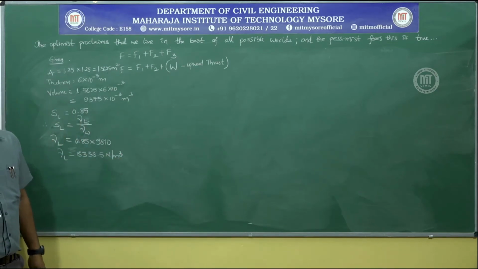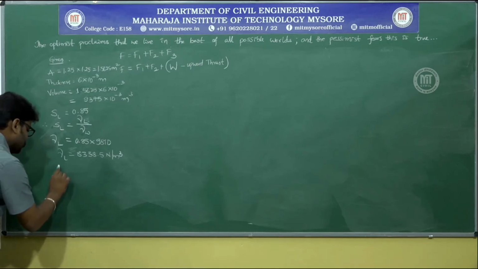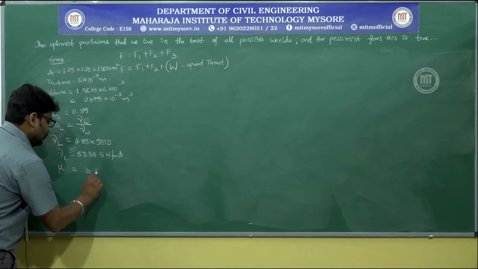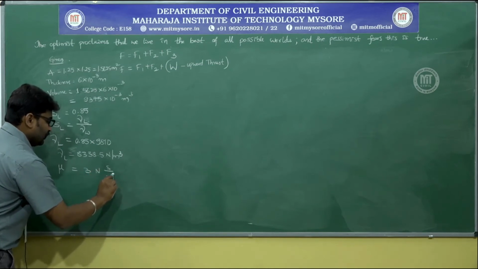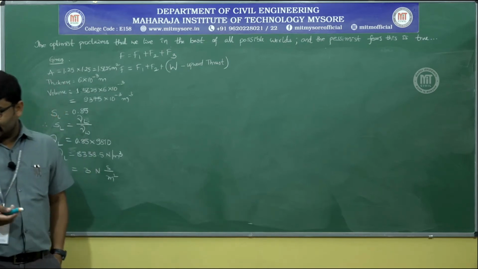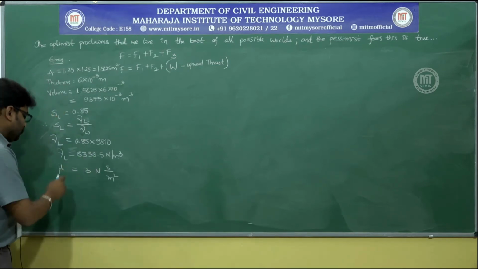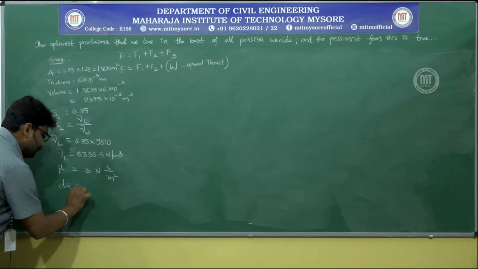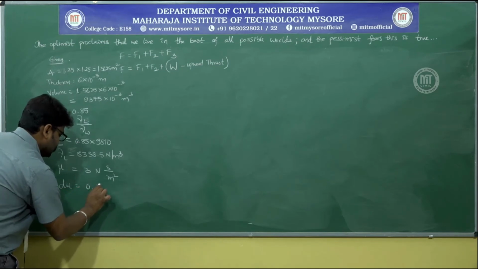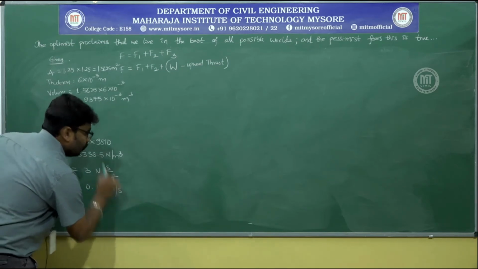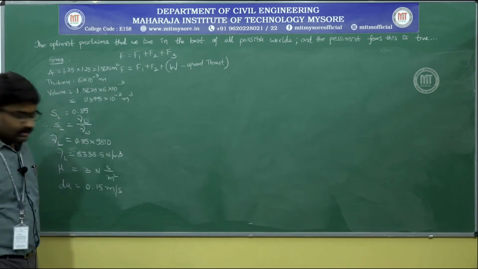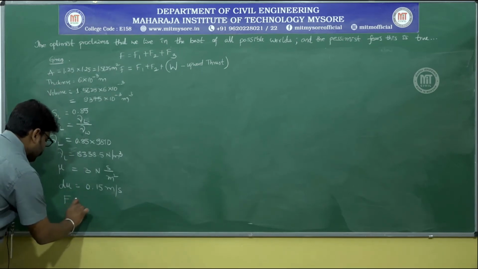Now, what else is given? The dynamic viscosity of the liquid is given and it is equal to 3 Newton second per meter square. No need to change the unit because it is in the SI unit itself, and it has to be pulled with a constant speed of how much? 0.15 meter per second, and then you will have to calculate what is this F.